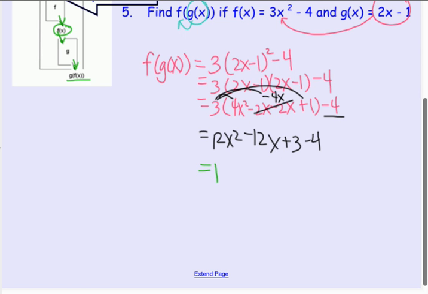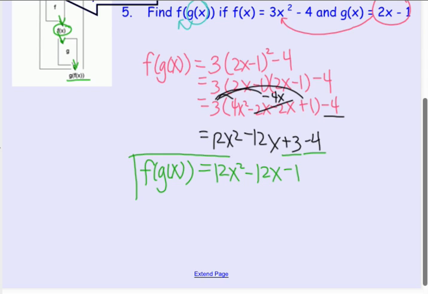So I will have 12x squared minus 12x. 3 minus 4 is minus 1. And so I would have 12x squared minus 12x minus 1. That is my f of g of x. That is my composition of the two functions, putting the two together.